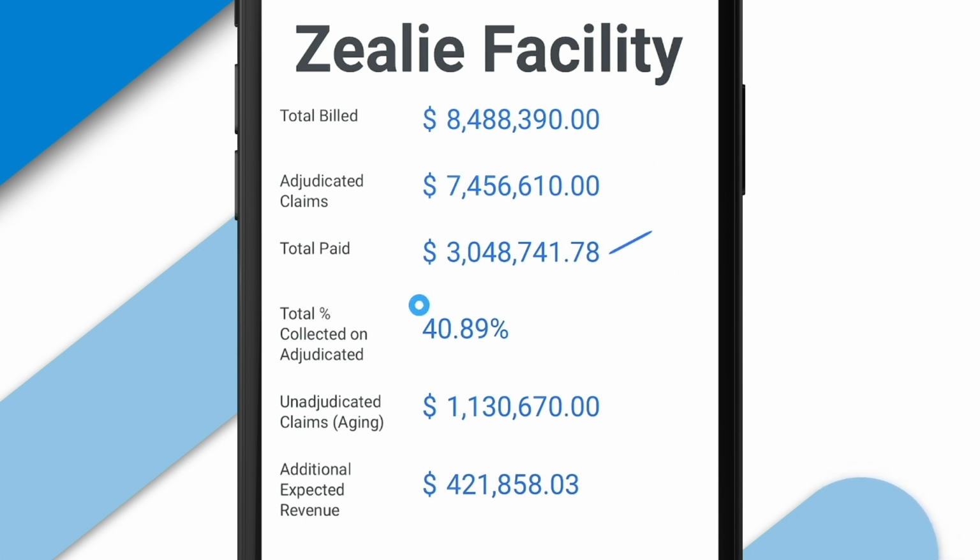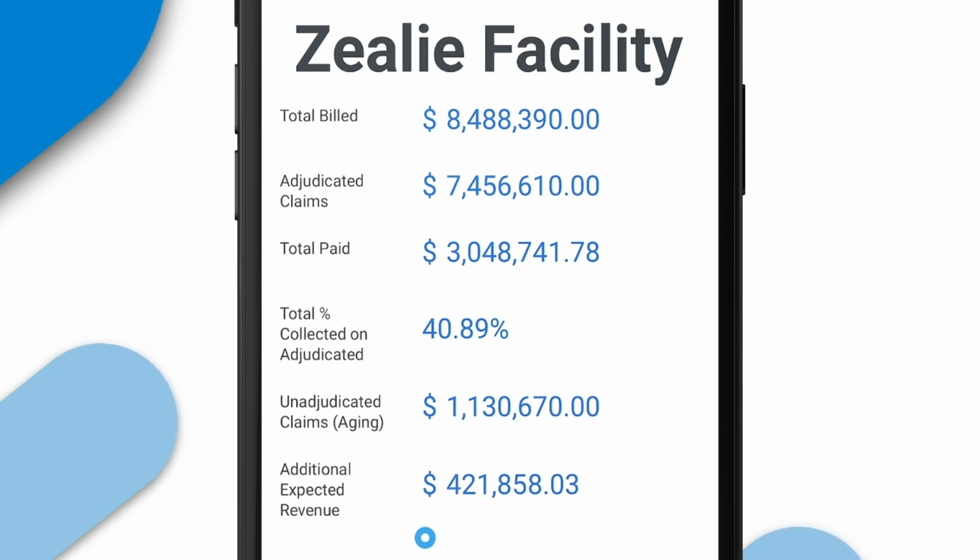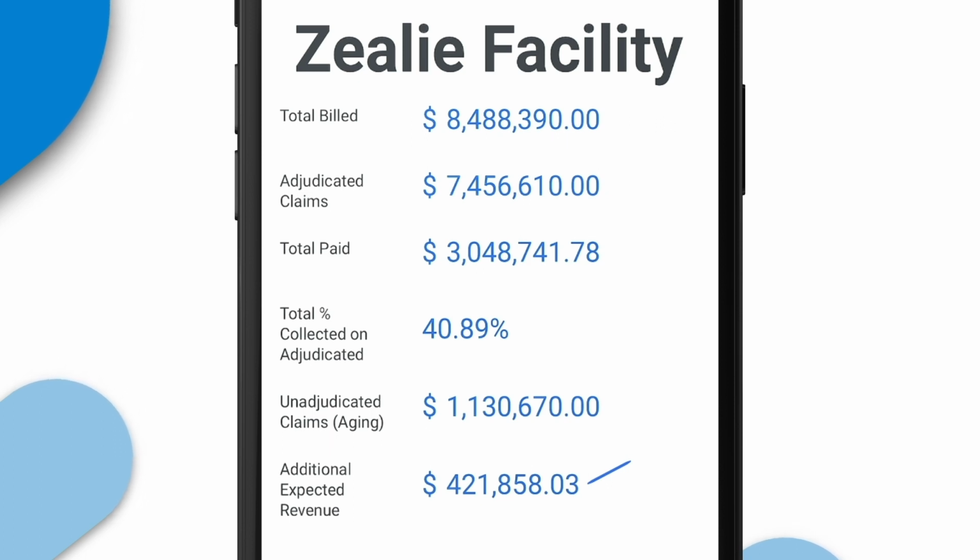The next item on the list is Total Paid. This reflects the payments made on those adjudicated claims. Next, you can see the total percentage collected on those adjudicated claims. And the next line item are the unadjudicated claims, which is also known as your aging. The last line item for the Facility Totals feature is Additional Expected Revenue. To calculate this, we simply take the percentage collected on your adjudicated claims and multiply that by your unadjudicated claims. This gives you a rough estimate of your additional expected revenue on your outstanding claims.